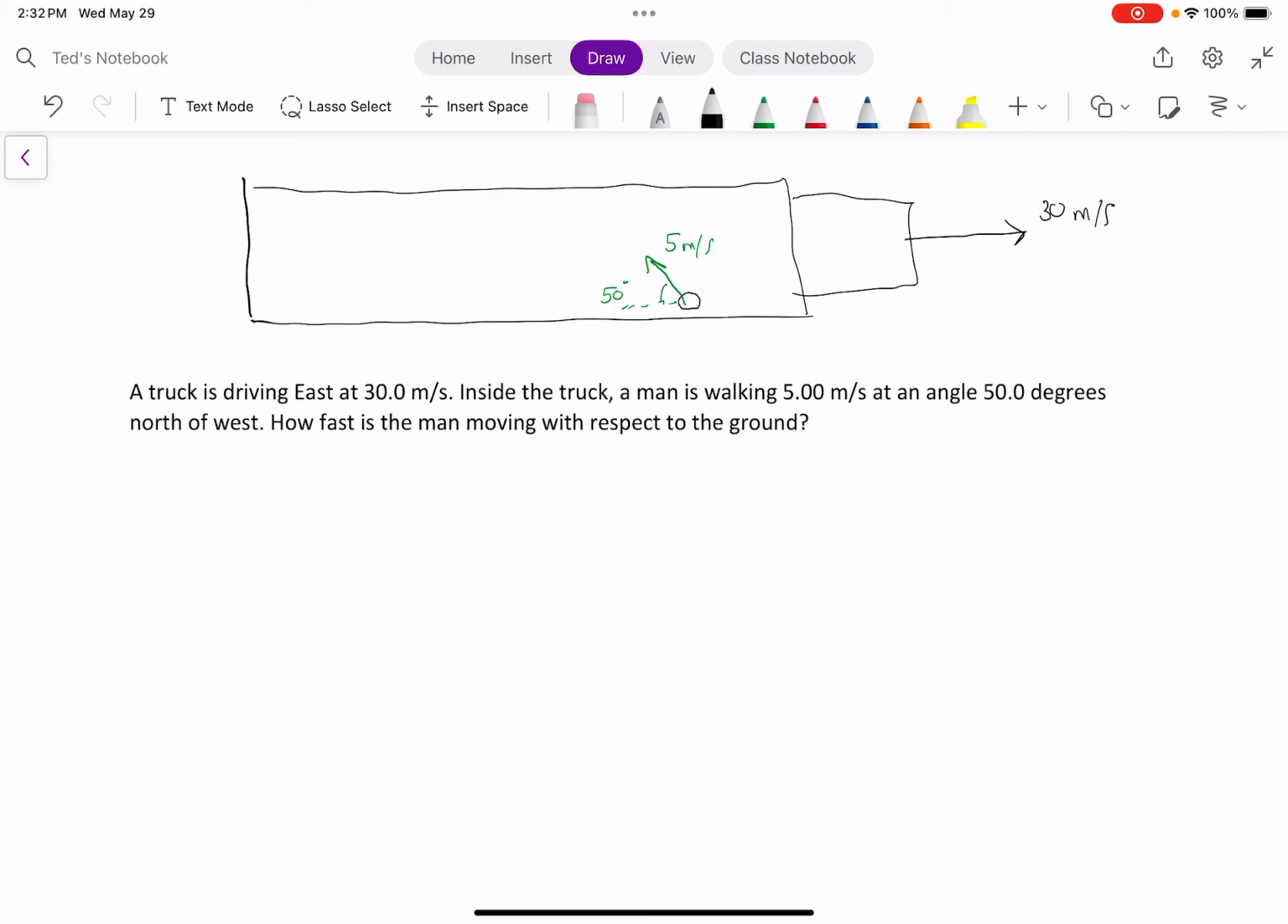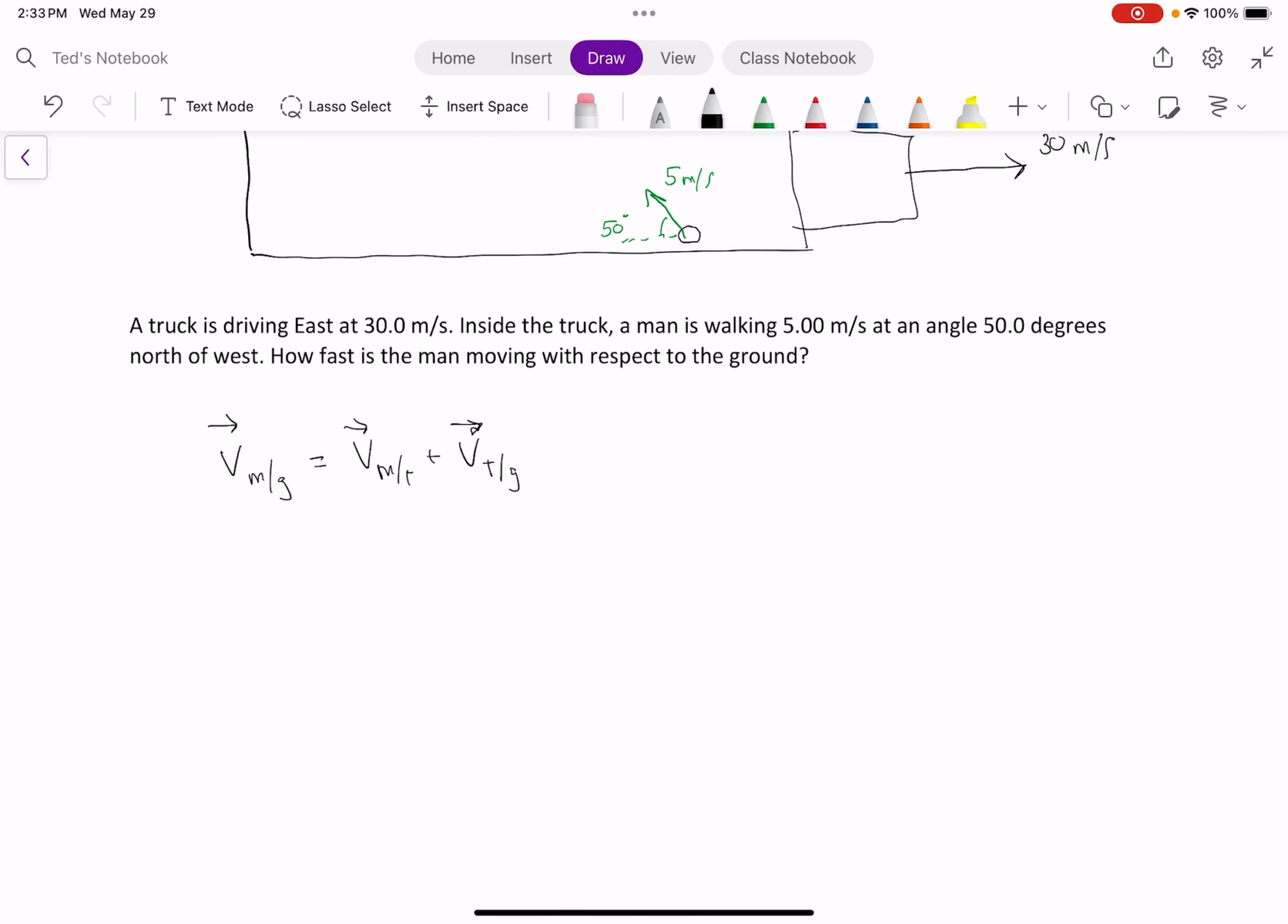So we're going to use the basic formula that the velocity of the man with respect to the ground is equal to the velocity of the man with respect to the truck plus the velocity of the truck with respect to the ground. So in order to add two vectors, we need to put them both into Cartesian format with i and j.